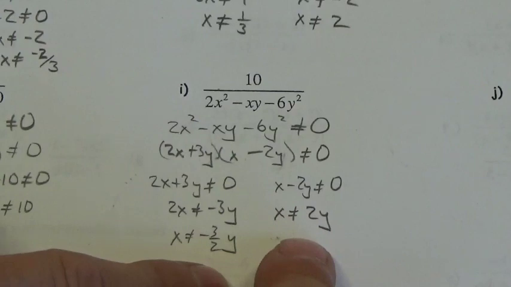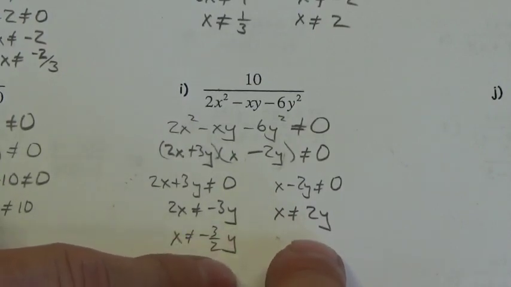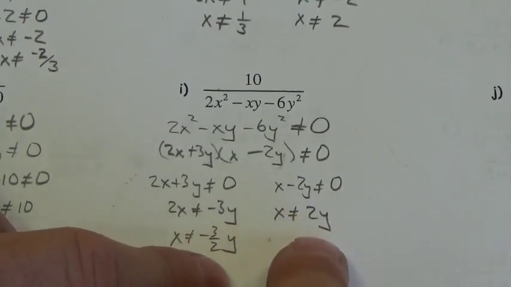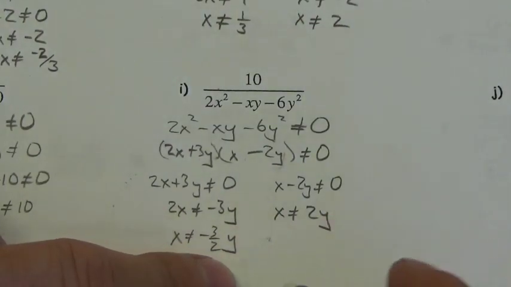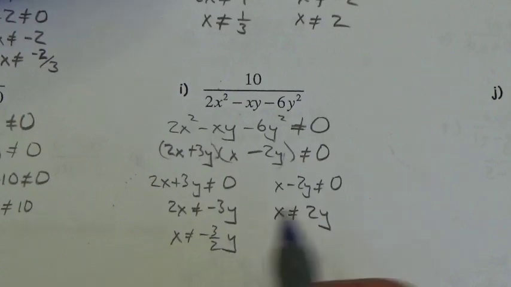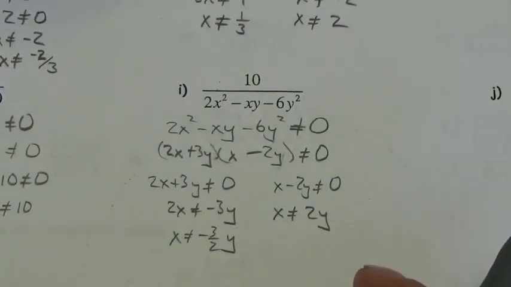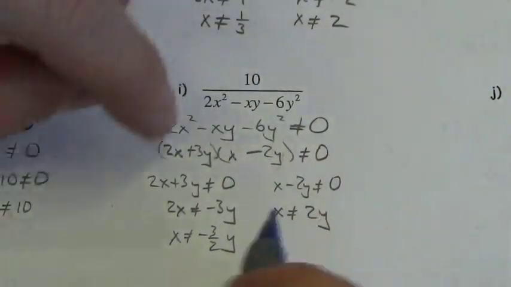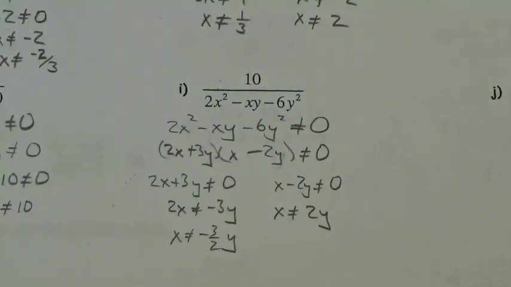Now, they're interesting because they're dependent. The restriction on x is dependent on the value of y. So whatever x is, it cannot be the same as the negative 3 halves of y. Now, we could have set this up so it was y cannot equal. Doesn't matter.